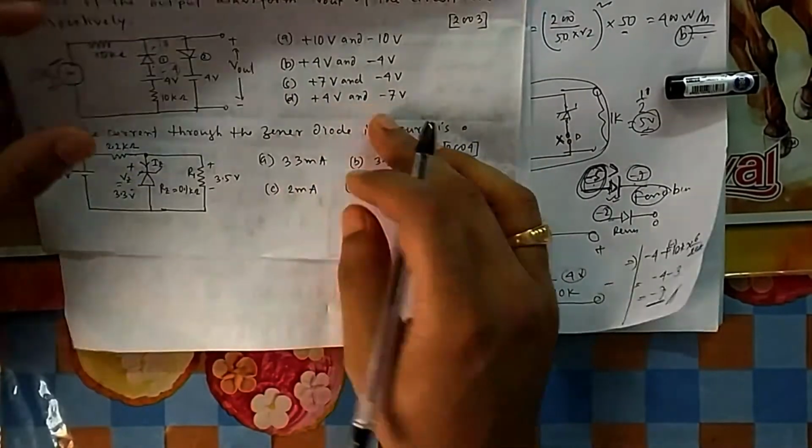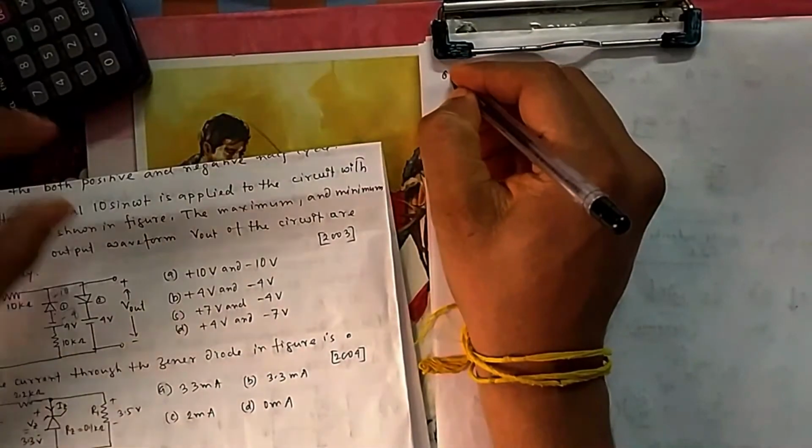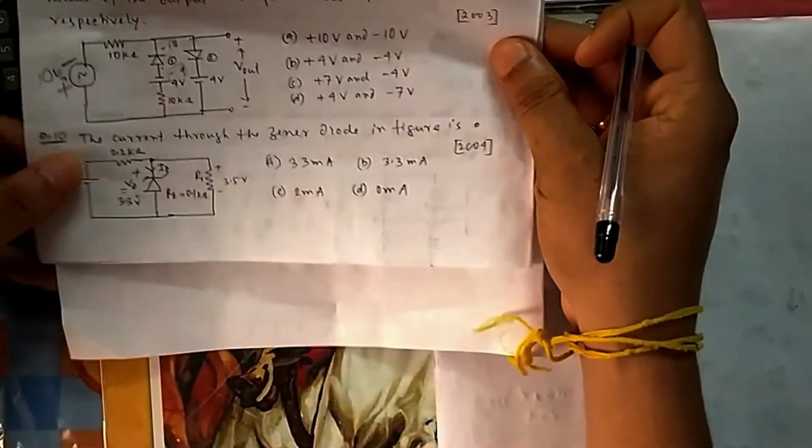That is your option D. So the idea is you draw the circuit for both cases, for positive axis and negative axis, and see one by one. If you come to question number 10, what they are asking here is the current through the Zener diode in the figure.